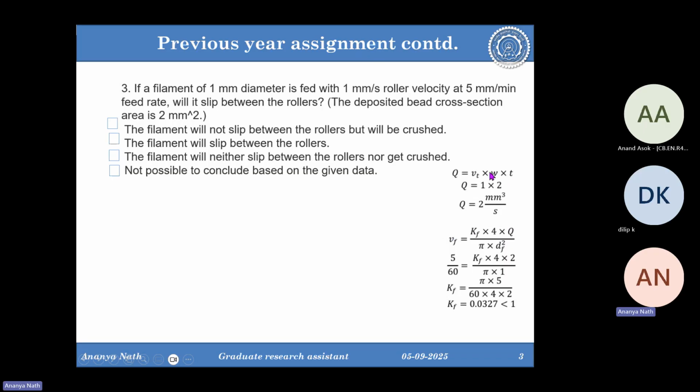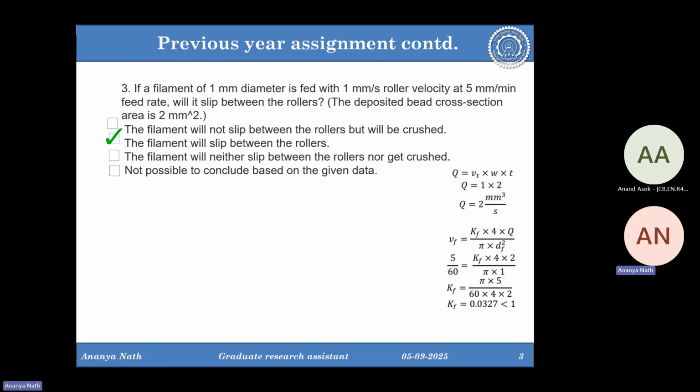So W is the width of the bead, T is the thickness of the bead. So the deposited bead cross section area is 2 mm square, which is already given. So W cross T is 2, VT is 1. This is VT, feed roller speed, basically. So you get the flow rate as 2. Now you put all the things in your formula and you get KF. As KF is less than 1, so the filament will slip between the rollers.